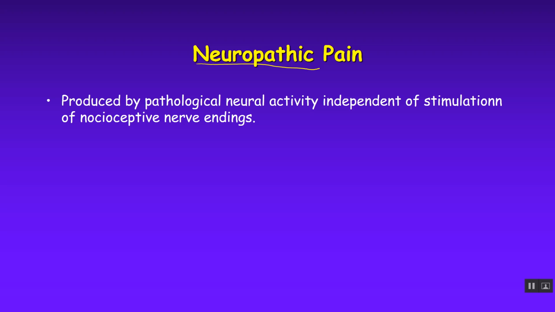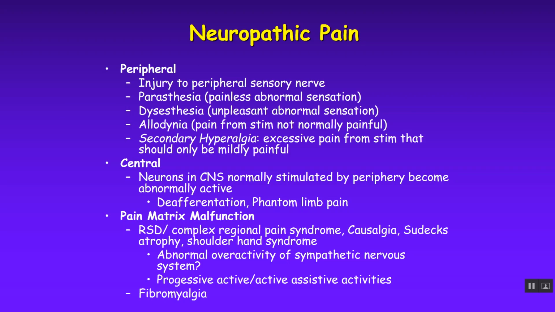So that's an abnormal, problematic type of pain, a pain matrix malfunction, one aspect of this pain matrix malfunction. So neuropathic pain, we could talk about it happening somewhat in the periphery, in the central, and the pain matrix malfunction.